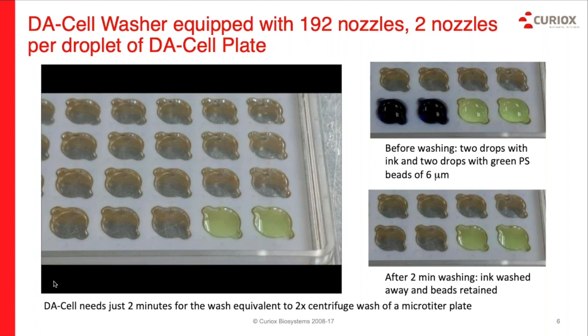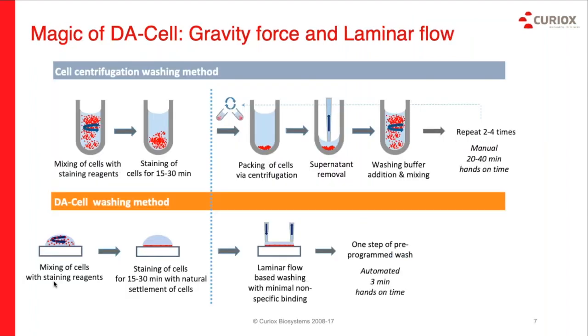And so to clarify, the beads are not attached to the plate by any interactions, just as the cells aren't. They're just held there by gravity. And I'll show you in the next slide how this works with a little cartoon. So the top row is what's going on in a tube or microplate in a centrifuge, and then the bottom row is the DA cell washing method.